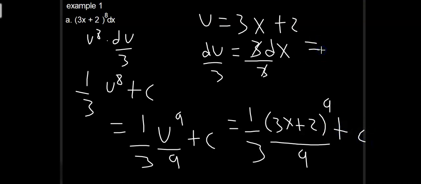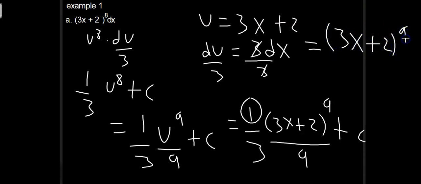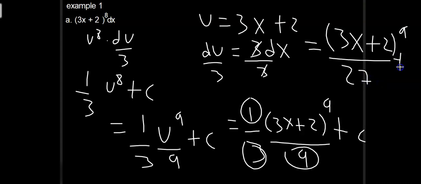So let me write my last answer over here. When you multiply 1 by 3x plus 2 to the power of 9, you get 3x plus 2 to the power of 9. And when you multiply 3 by 9, you get 27. So it will be 3x plus 2 to the power of 9 over 27 plus c. So this will be your last answer. This is all you have to do when you come to this specific example.